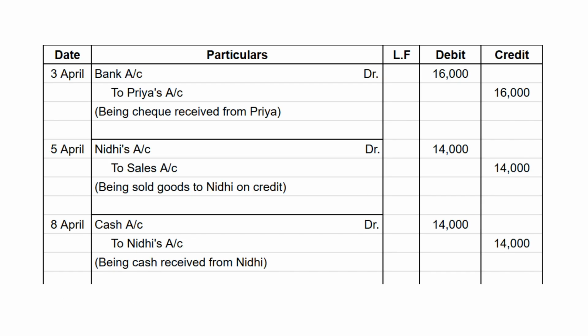8th April, cash account debit 14,000 rupees on the debit side, to Nidhi's account 14,000 rupees on the credit side, and the narration is being cash received from Nidhi.